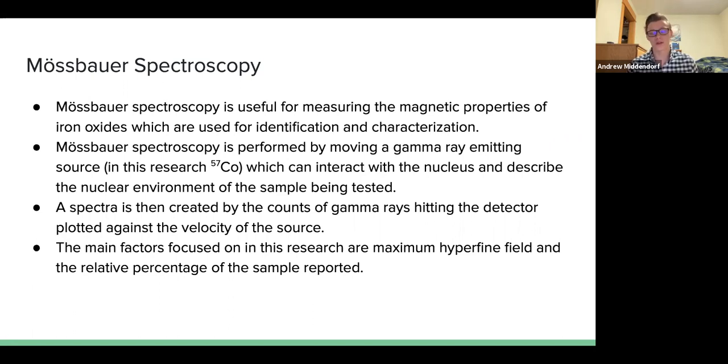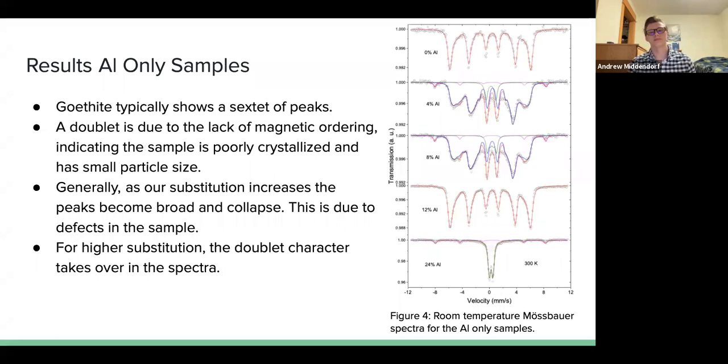The spectra that this will create is going to be a count of the gamma rays hitting the detector behind this sample or absorber, and then that will be plotted against the velocity of the source. The main factors that this will provide for us are the maximum hyperfine field values and then the relative percentage of the sample that is reported.